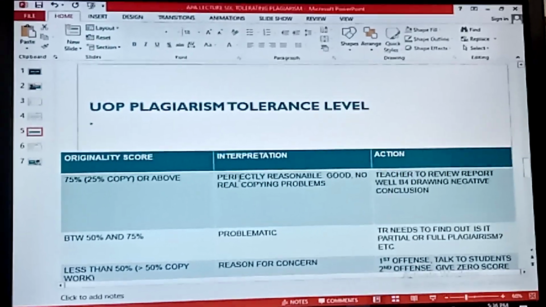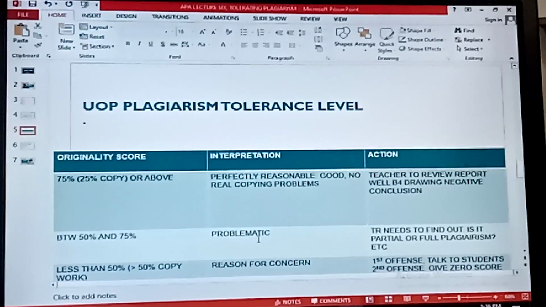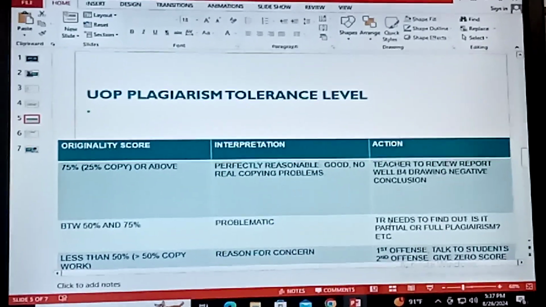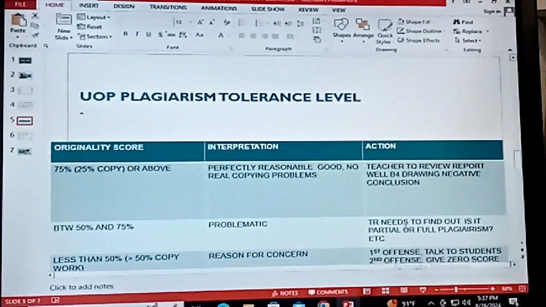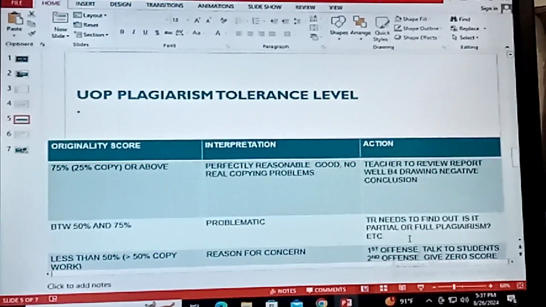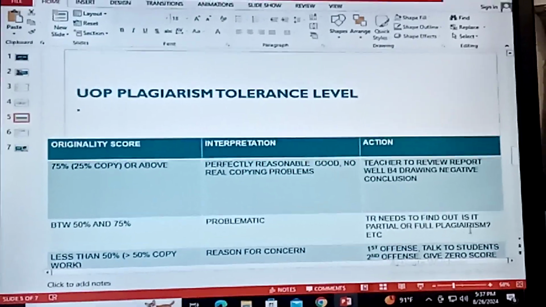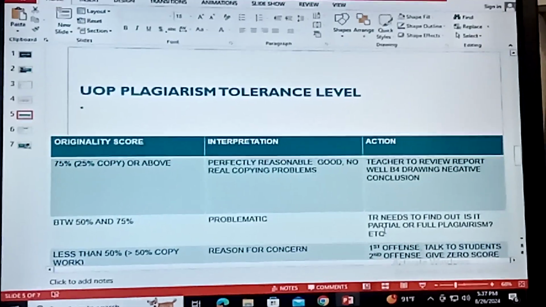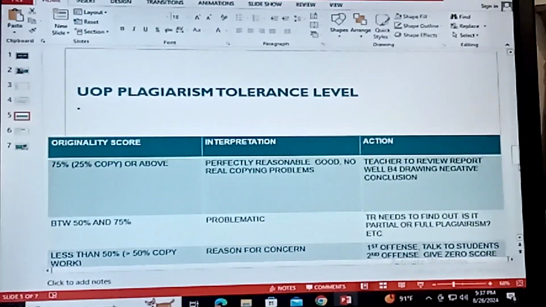The interpretation here is that the situation is problematic, full of problems. So the action is that the teacher has to sit up, and then he needs to find out what kind of crime it is. Is it partial plagiarism or full plagiarism? And what method, what punishment should be given to that student?